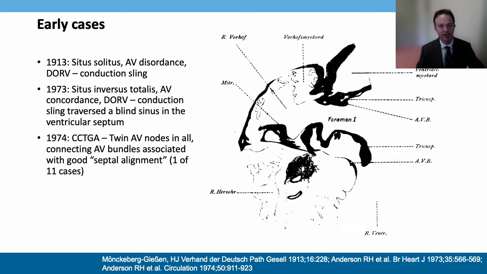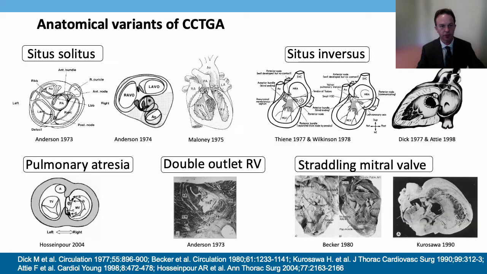It wasn't until 1973 that the next pathologic description of connection of twin AV nodes and a connecting sling was described. And then in the following year, 1974, a series of CCTGA patients was described, all of whom were found to have duplicated or twin AV nodes. However, only one of them had connection with the AV conducting bundles and a conduction sling, and that patient was described as having good septal alignment, which is important, as we'll see. So there's a lot of excitement about CCTGA at that point and the AV nodal anatomy.